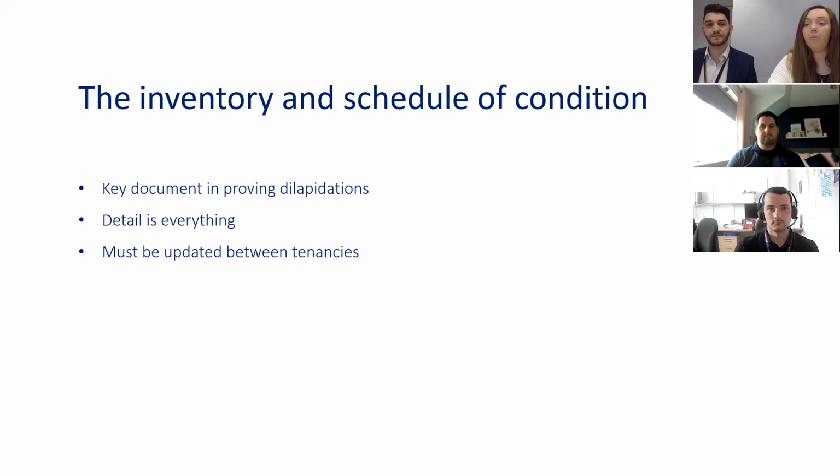So that is why we always say that detail is key. Make sure you write everything in your inventory, and we'll get onto that a wee bit later, but you can never have too much in the inventory. And it must be updated between tenancies. So you can't use the same inventory for, say, 3 lots of tenancies. It must be changed after every tenancy agreement.